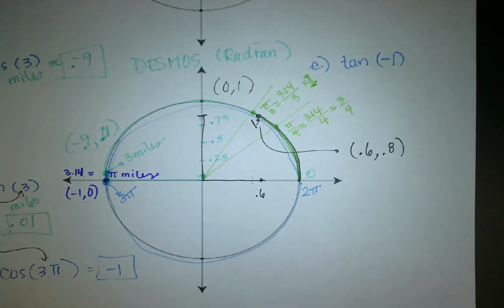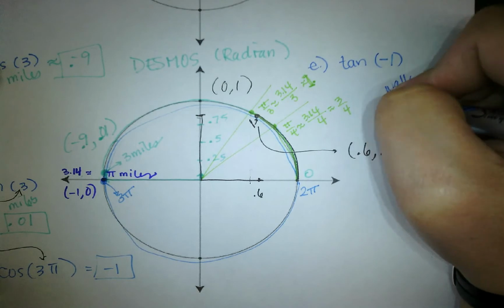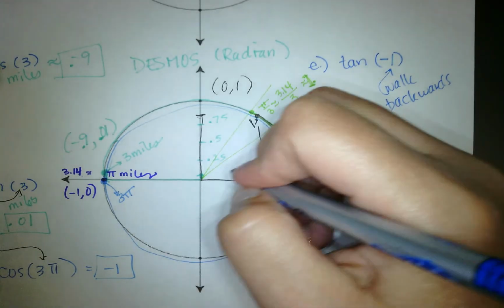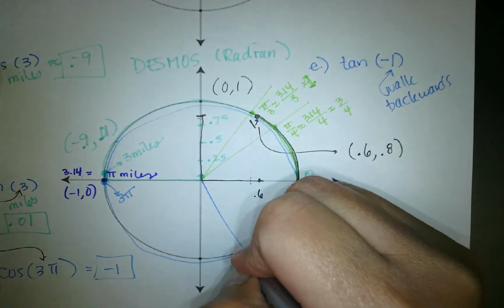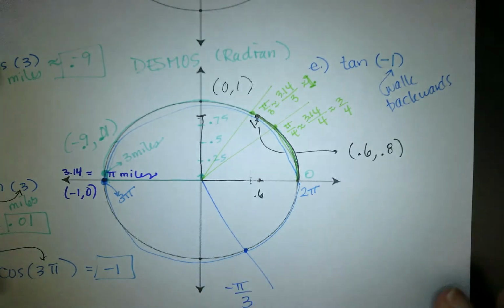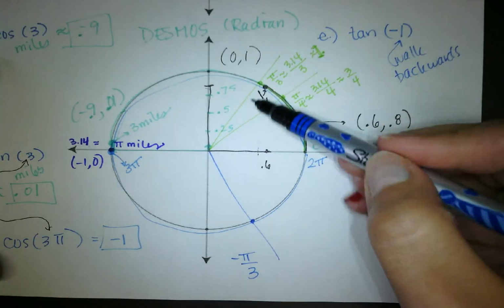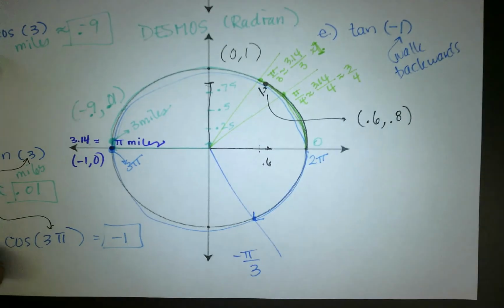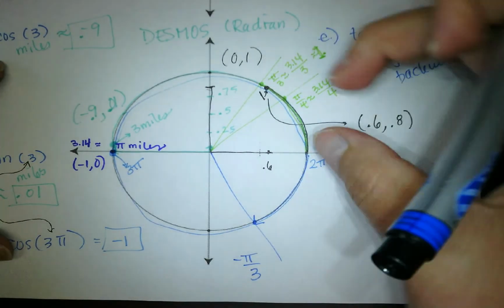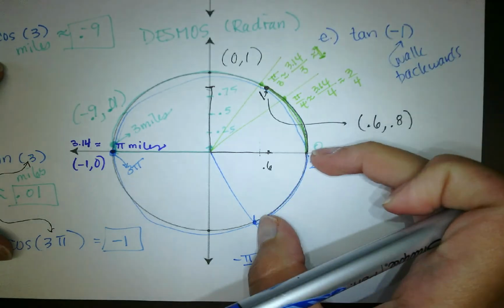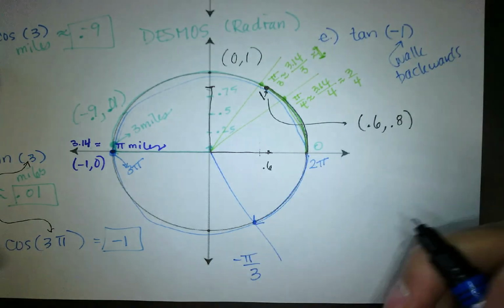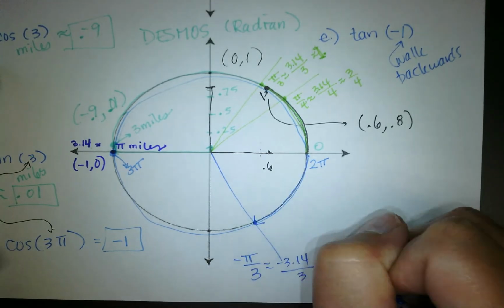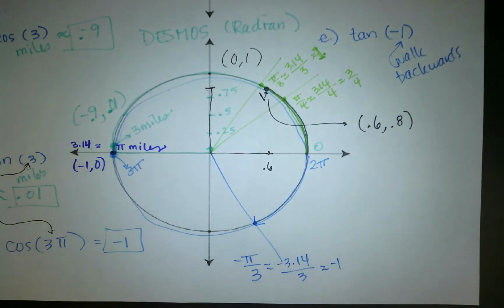Alright, I want to do negative 1, so I have to walk backwards. So this is my negative pi over 3 spot. If this is pi over 3, right below it is negative pi over 3. This chunk that you're walking is a pi over 3 chunk, but I walked backwards. That mileage is the same, just backwards. So we already know that's a little bit more than 1 or negative 1. Negative 1 point something.